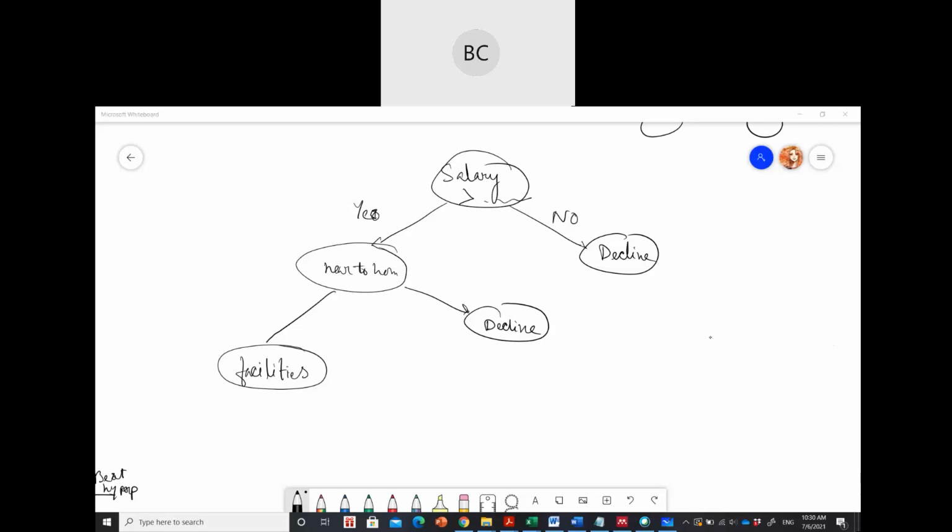So again, if you think the facilities are not good, again you might decline your offer, and if you think they are giving good facilities, then you might accept it. Okay, so these are all mainly like yes no things.